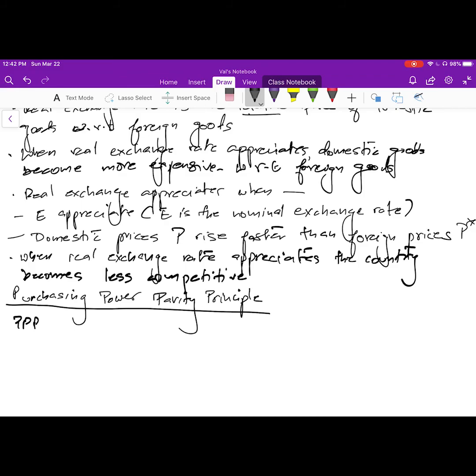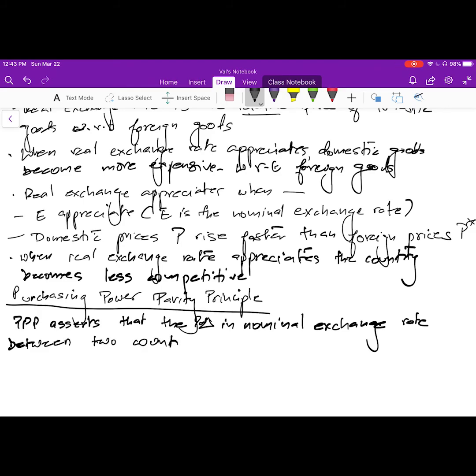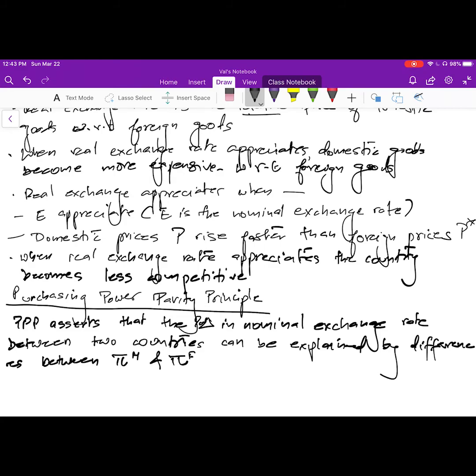Okay, so PPP asserts that the change, or you could even say percentage change, in nominal exchange rates between two countries can be explained by differences between inflation at home and inflation at foreign, so pi h and pi f, aka inflation differential.